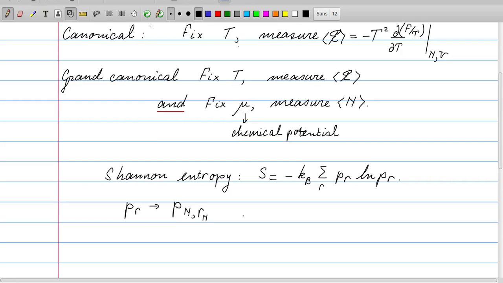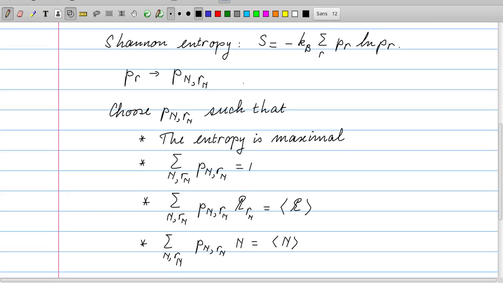The p_r that we had in the canonical ensemble, for example, is now replaced by a p which depends on the number of particles, N, and r_N, which is a state of the N particles in the system. So what we want to find are these p's which now depend on N and on r_N, the state of the N particles. And the conditions to find p are the following.